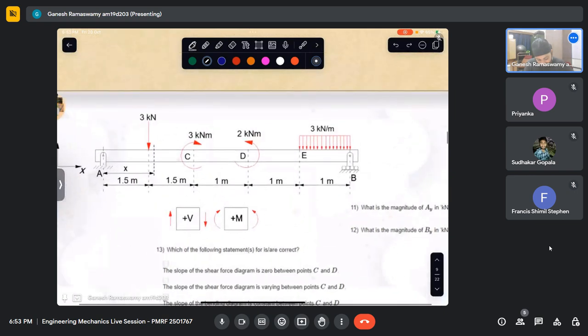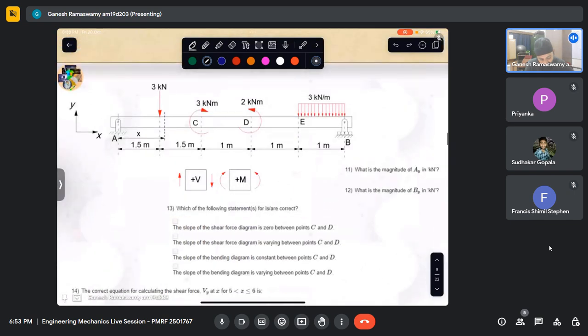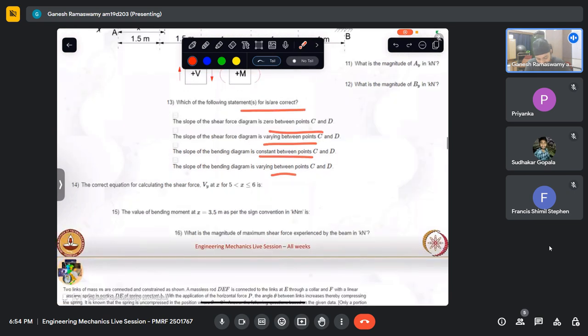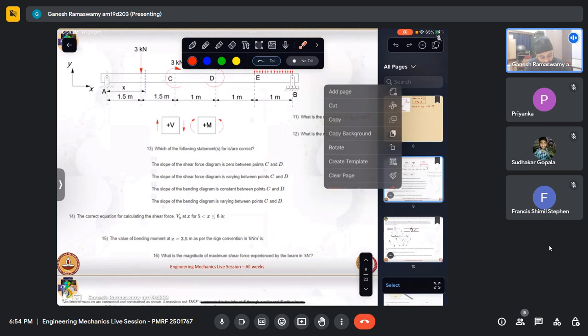Okay, so this question, what does it ask? We have a beam, a simply supported beam is given. We have been asked the reaction at A, reaction at B. Then which of the following is correct? Something about the shear force diagram and bending moment diagram. What is the shear force equation? What is the bending moment equation? What is the maximum shear force experienced? So let me just briefly show this. I will not go into much detail here.